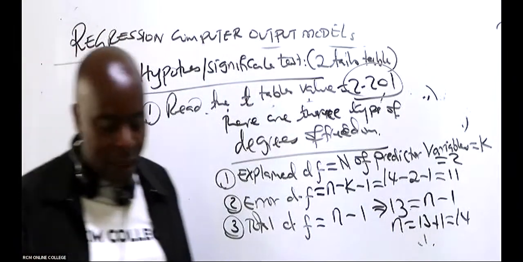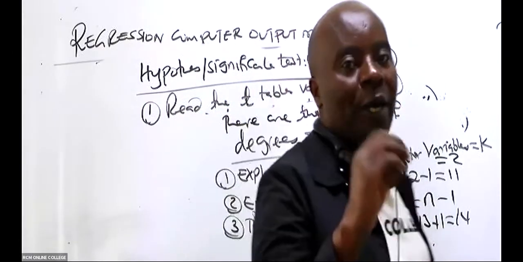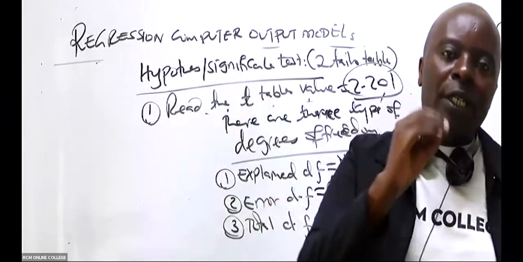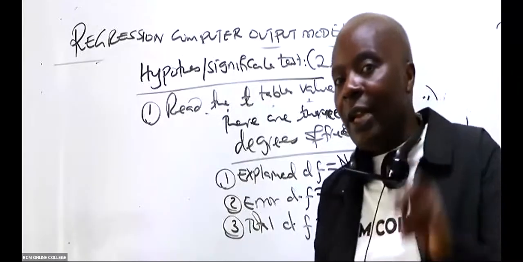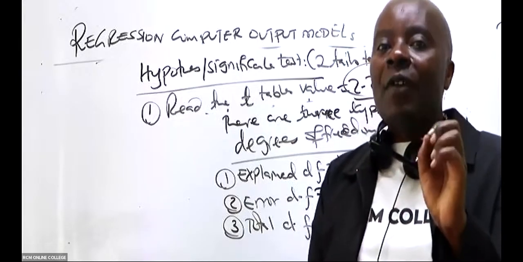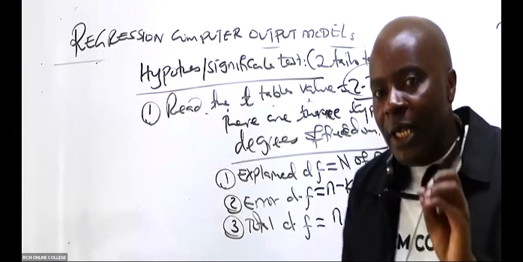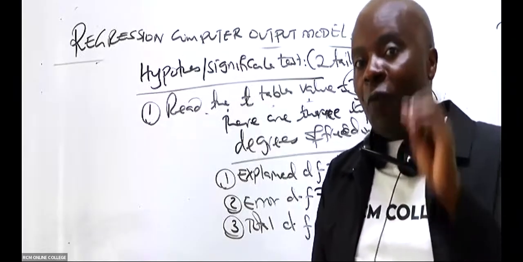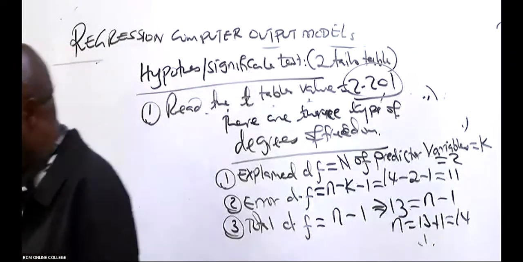So please listen to me very well. In most cases, they will not give you these degrees of freedom. Whenever it comes to regression, reading of the T critical, or T table value, we shall always use n minus k minus 1. Because we want to see whether our predictor variables have errors, so we're using the error degrees of freedom. So up to there, ladies and gentlemen, are we together?